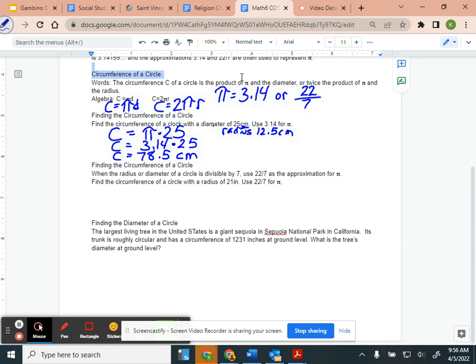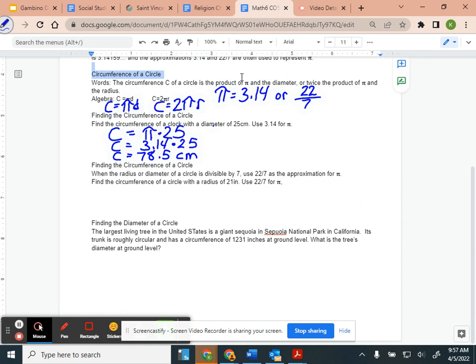Oh, so you get the same answer then? Yeah. Because 12.5 times 2 equals 25. So if I do 12.5 times 2 times pi or 25 times pi, yeah, you're doing the exact same math. Oh. So it doesn't matter which way you use it, you get the same answer. So just use the information that they give you.